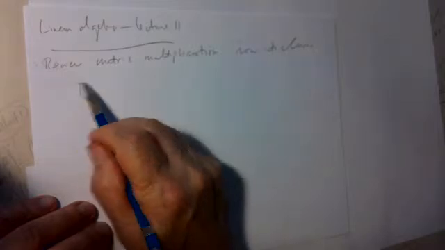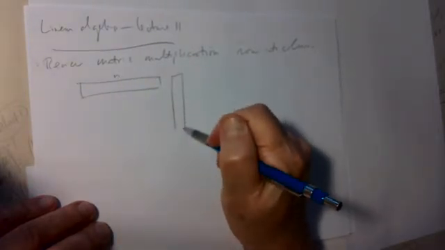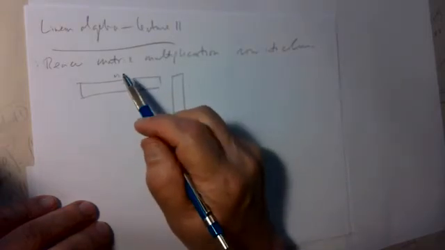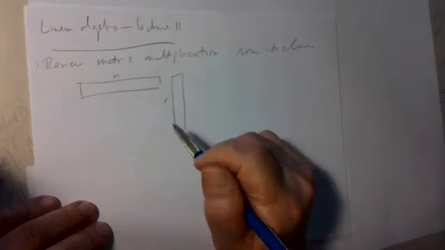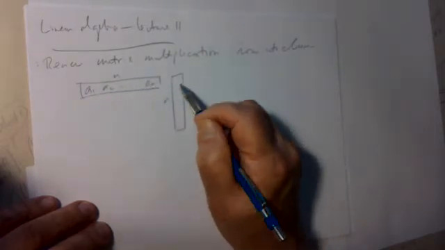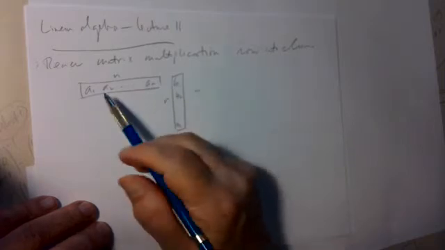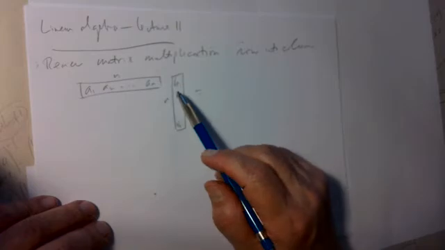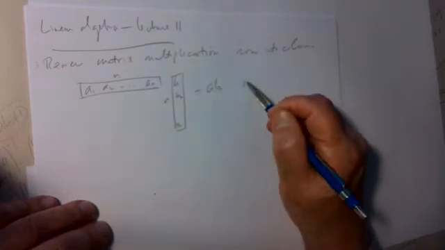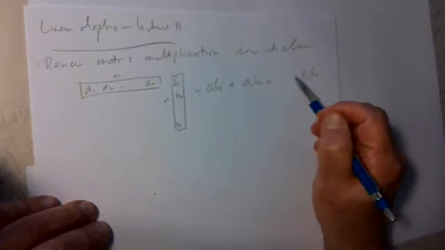That is, if you have a row of n numbers and a column of n numbers, say this is A1, A2 up to AN, and this is B1, B2 up to BN. The way you multiply them is you just multiply the corresponding coordinates and add. So you have A1 times B1, A2 times B2, all the way up to AN times BN, and you add them up.